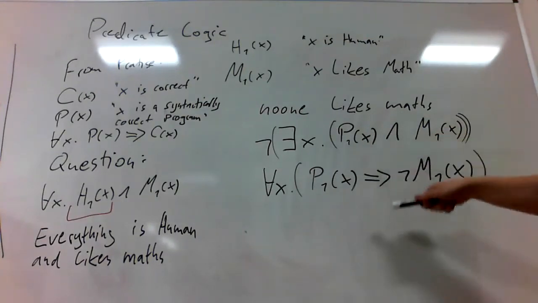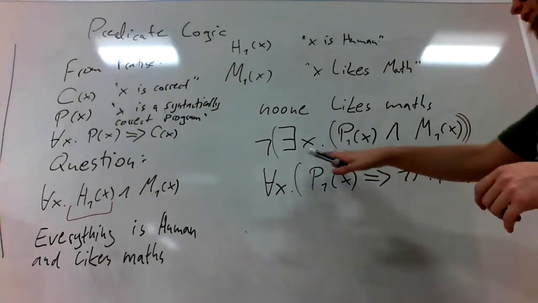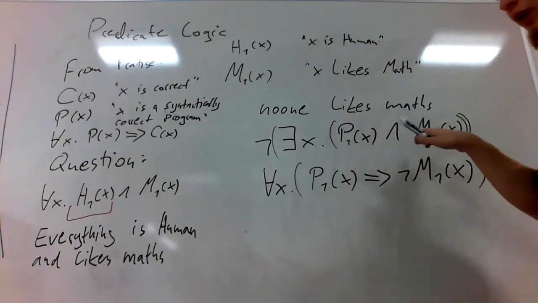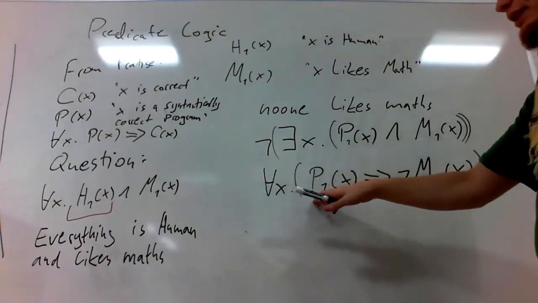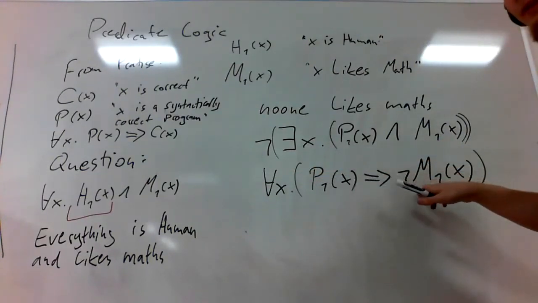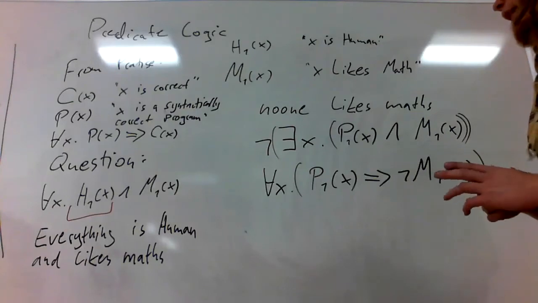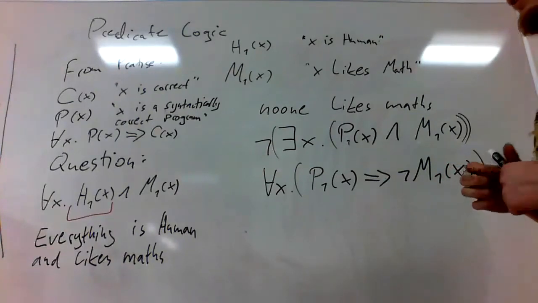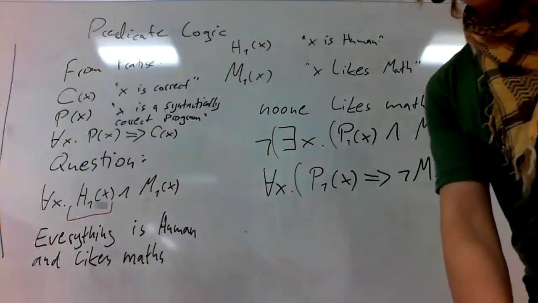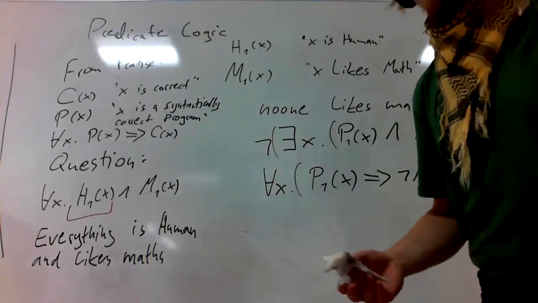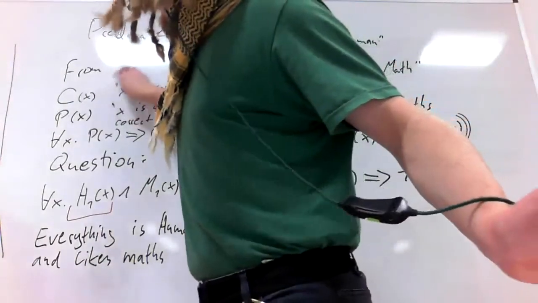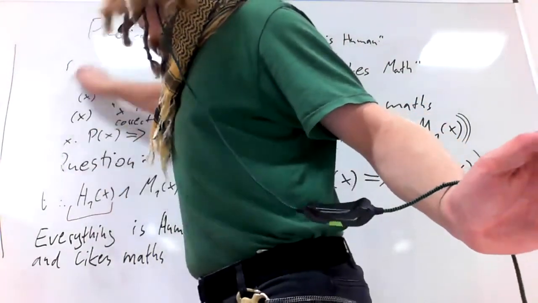Okay, so these two statements are both correct. Either there is no thing that is a person and likes math, or for every thing, if it's a person, it doesn't like maths. And the reason for these two being equivalent are quantifier laws, for which the negation is very interesting. Let me get rid of this one.